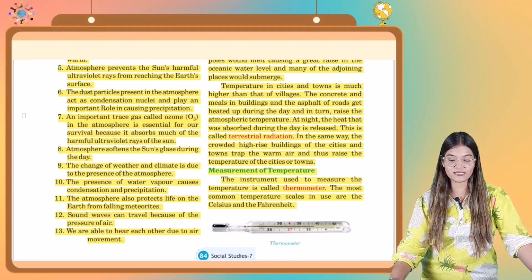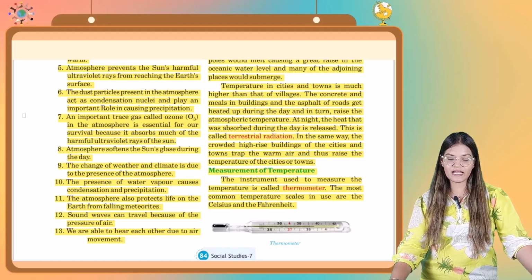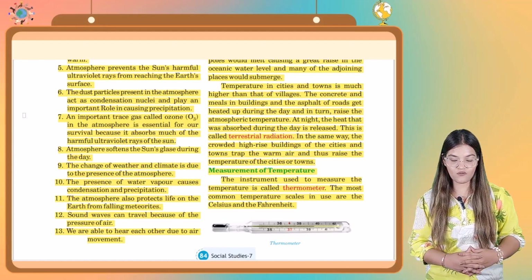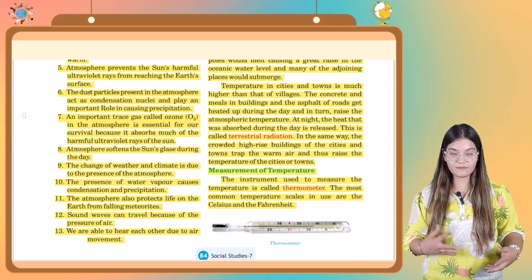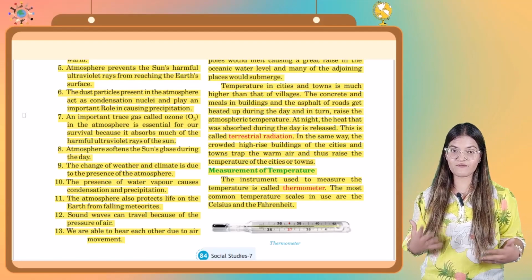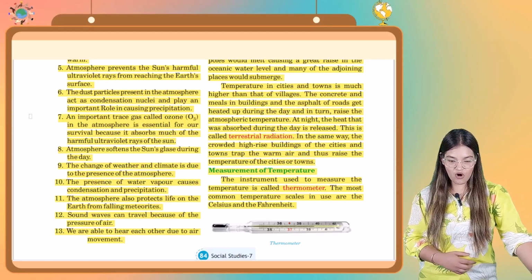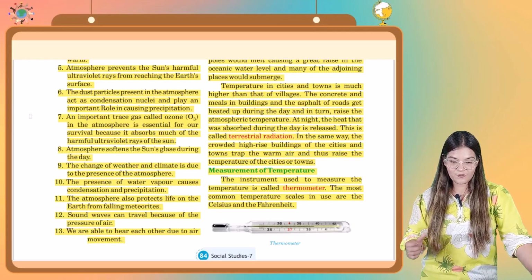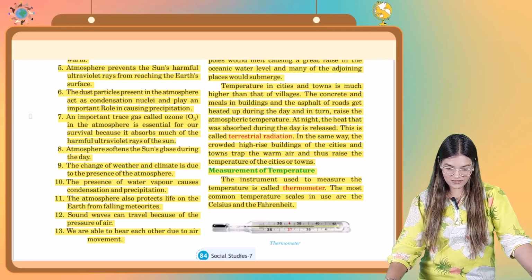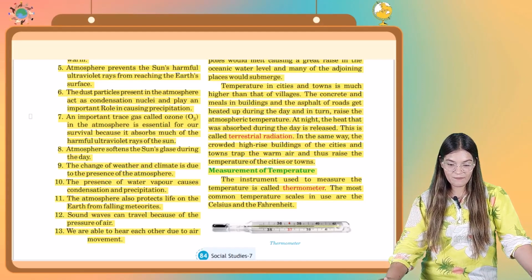Eighth, the atmosphere acts as a sunglass during the day. Ninth, the change of weather and climate is due to the presence of the atmosphere. कि चेंज होता रहता है हमारे वेदर में, हमारे क्लाइमेट में, इस तरीके से. Tenth, the presence of water vapor causes condensation and precipitation. Eleventh, the atmosphere also protects life on the earth from falling meteoroids.